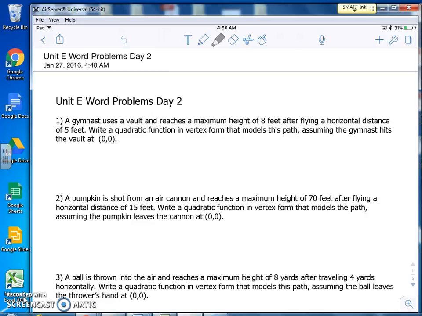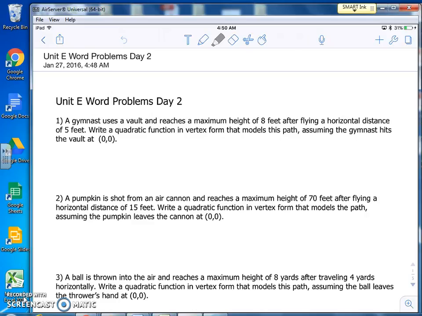This is a video of the notes or the sheet for Word Problems Day 2. I'd like for you to write this down on your paper copy as we're going along and hopefully understand it as we go. This will be reviewing a lot of the skills that we learned and practiced in Unit E.